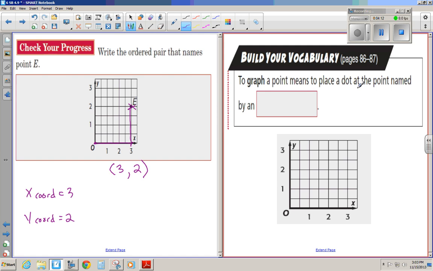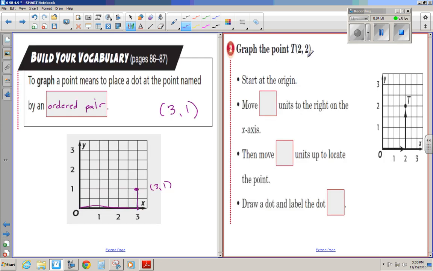To graph a point means to place a dot at the point named by an ordered pair. So again, if you're plotting the point, this time let's do 3, 1. Well, start here, you move to the right first, to 3. Then you move up 1. And that's how we get it. That's 3, 1.